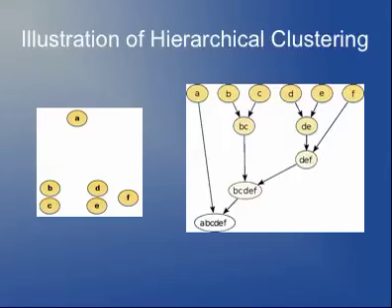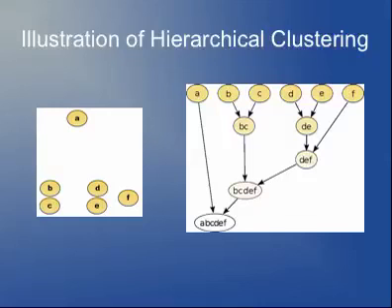So the first 2 steps, B and C get combined together into a BC cluster. D and E get combined together into a DE cluster. So now we're basically down to 4 points. In the next step, F is close to the DE cluster, so it gets combined into a DEF cluster. So now we have cluster A, cluster BC, and cluster DEF.